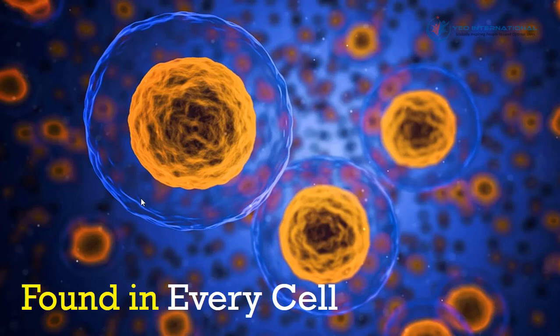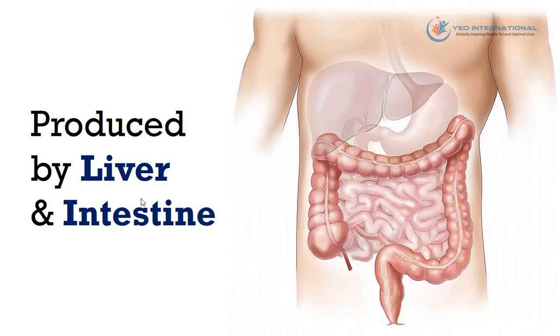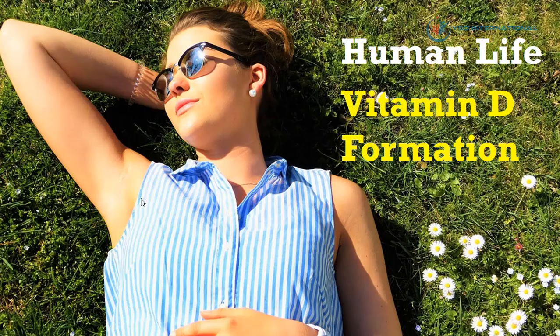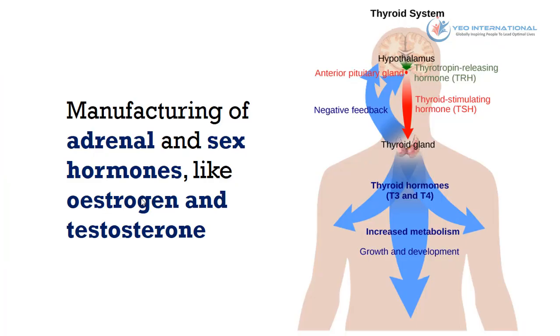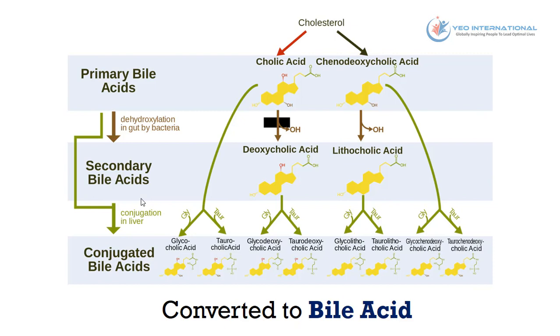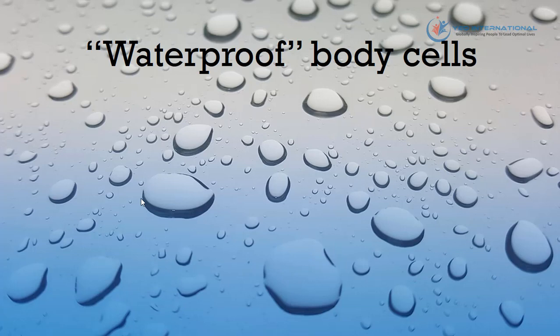But in reality, cholesterol is actually found in every cell in your body, and it is produced by your liver and intestine. You need it for human life and also for vitamin D formation as well. It is found in large amounts in your brain for insulating nerve tissues and also found in your spinal cord as well. It is responsible for the manufacturing of adrenal and sex hormones like estrogen and testosterone. It is also converted to bile acid, the substance that helps digest fats. It also helps to waterproof your body cells.